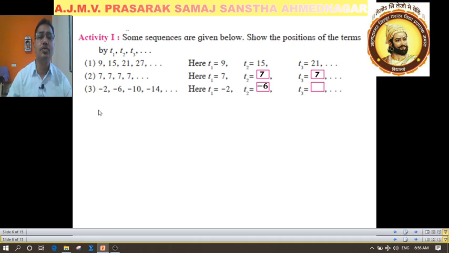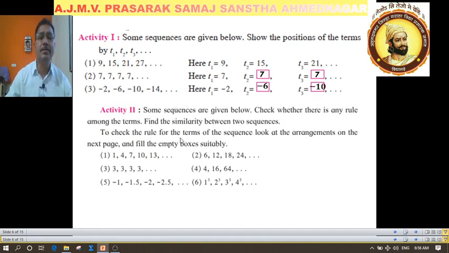T1 is equal to minus 2. T2 is equal to minus 6. T3 is equal to minus 10 and so on. Consider the second activity. Some sequences are given below. Check whether there is any rule among the terms. Find the similarity between two sequences.